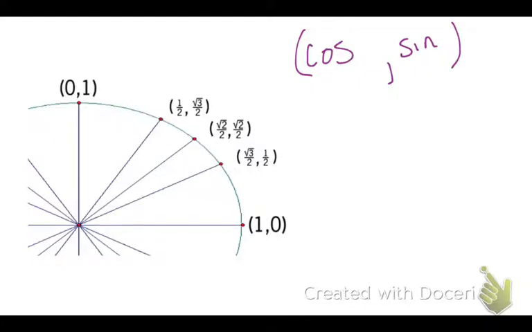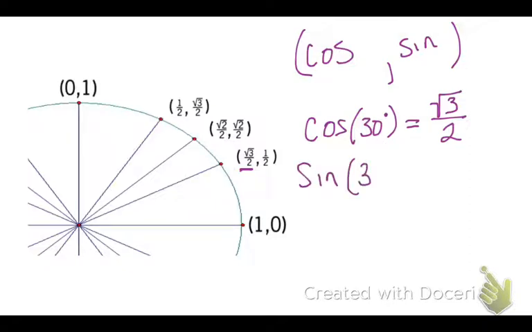So for example, if I wanted the cosine of 30 degrees, cosine is going to represent the x value of the ordered pair. So cosine of 30 degrees equals the square root of 3 over 2. I could also say sine of 30 degrees equals 1/2. Now this is something you can easily check using your graphing calculator, or if you want to go to Desmos.com, just make sure you are in degree mode.